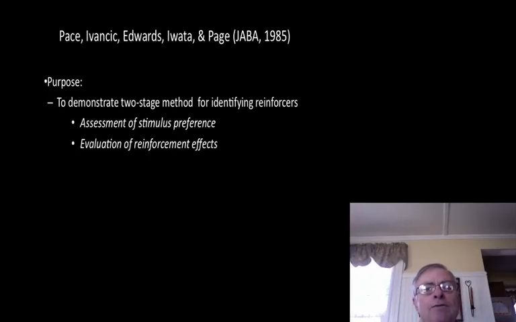Pace, Ivancic, Edwards, Iwata, and Page. You do see that name Iwata a lot, don't you? And you'll see Terry Page's name in there, who was a colleague of ours and another faculty member at Johns Hopkins. This article was published in JABA in 1985.